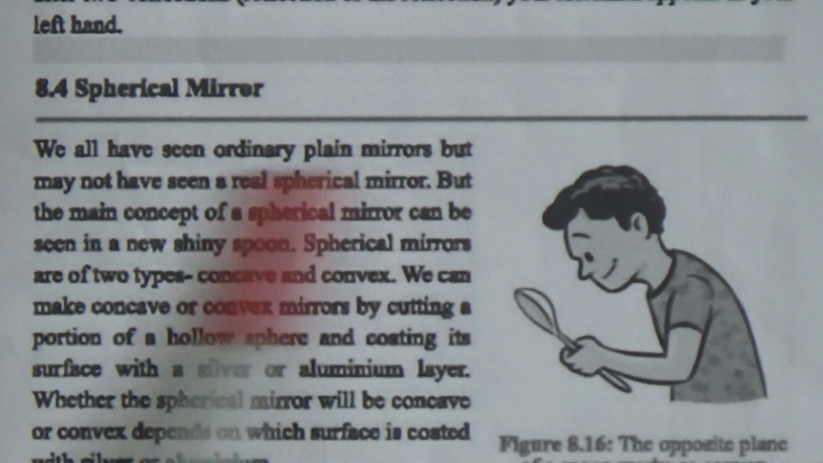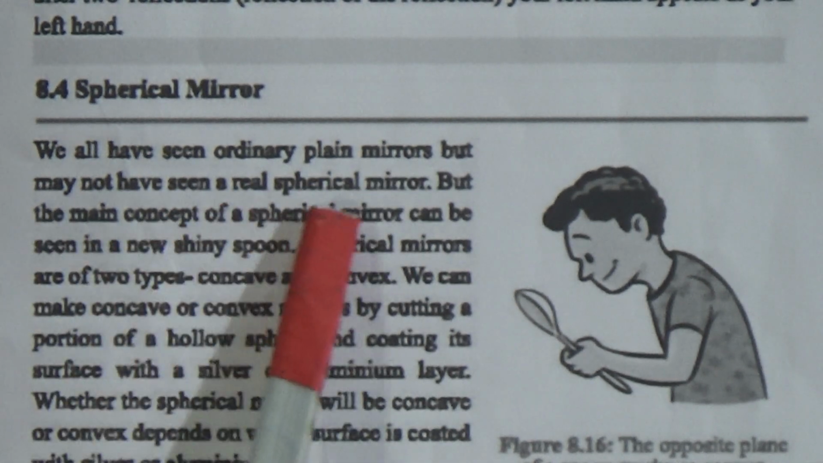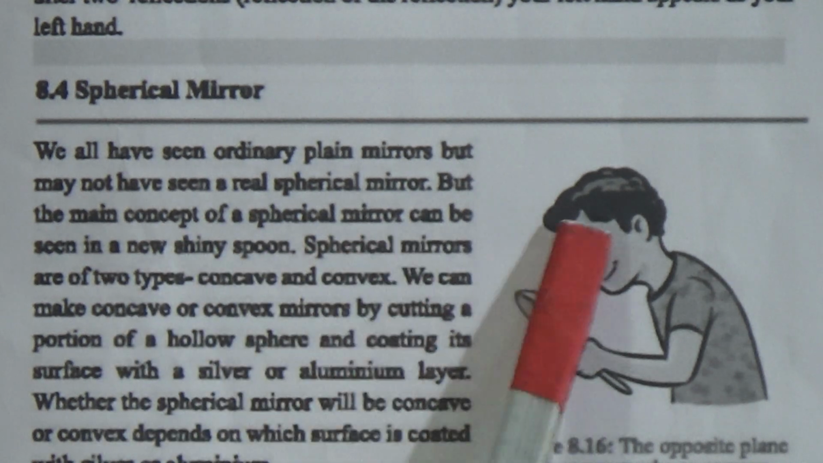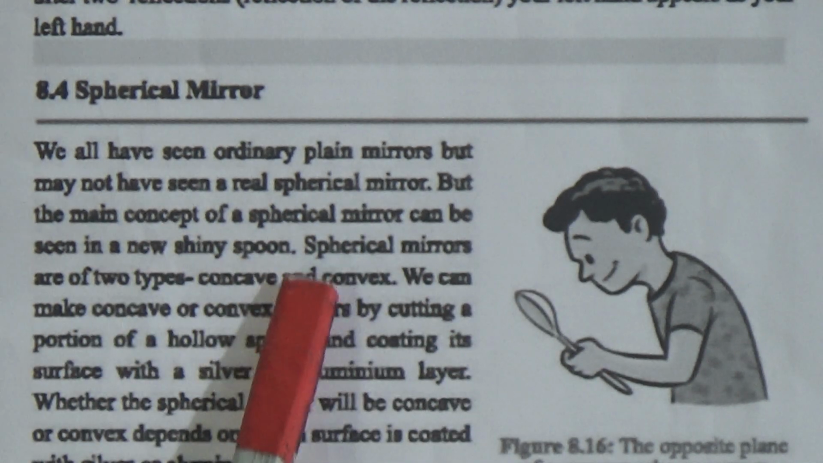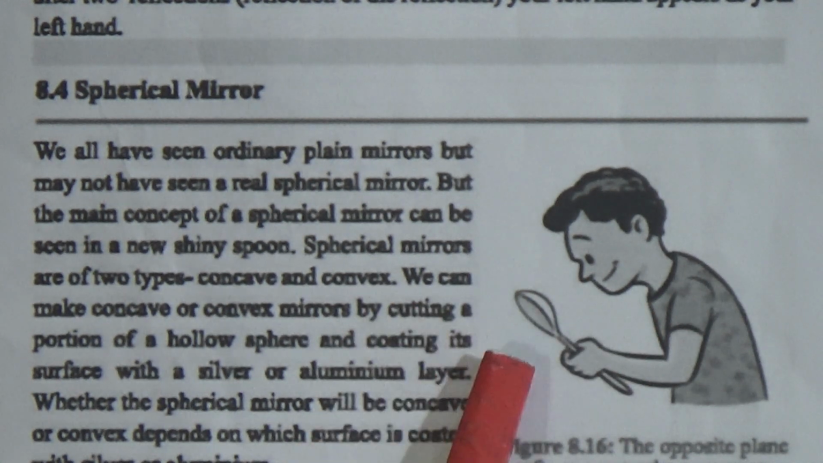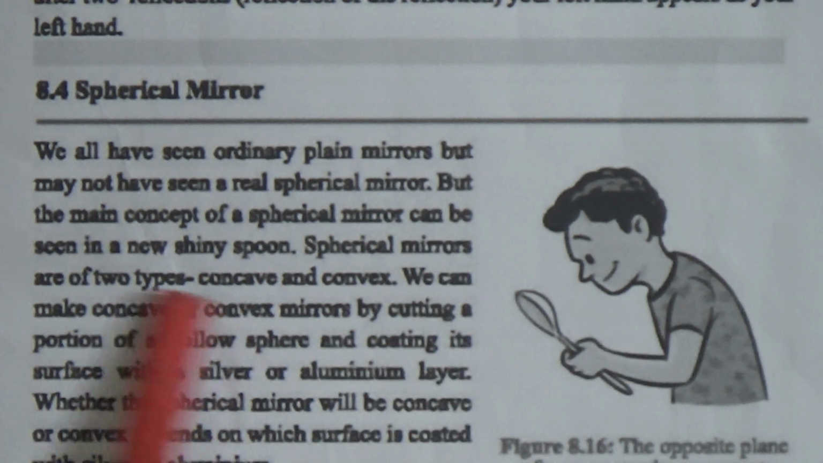My dear students, now we will discuss spherical mirrors. We all have seen ordinary plane mirrors, but have not seen a real spherical mirror. But the main concept of a spherical mirror can be seen in a new shiny spoon. See this figure. This is the new shiny spoon. Spherical mirrors are of two types.